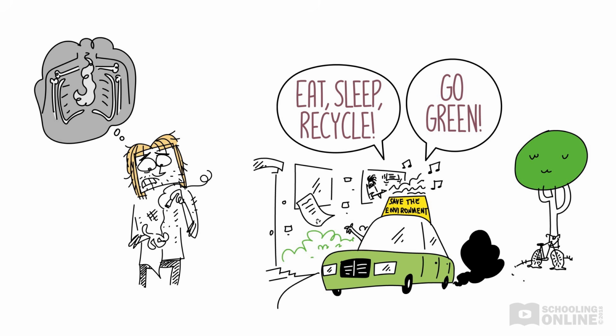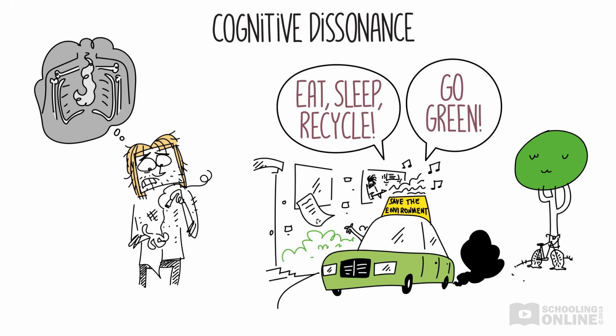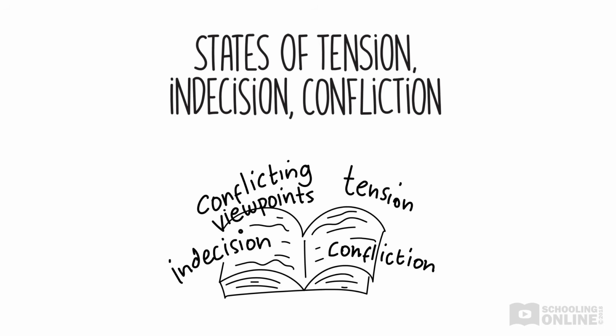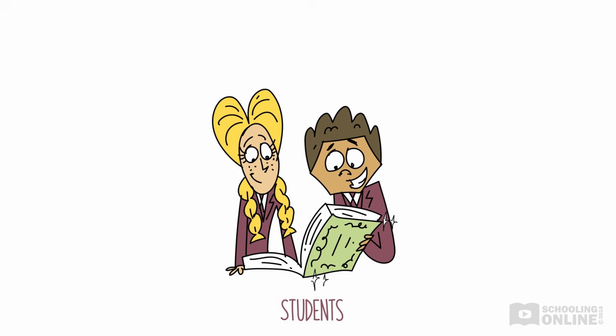Can you identify any cognitive dissonance in the characters in your texts? Maybe the author demonstrates some cognitive dissonance too by expressing conflicting viewpoints. Cognitive dissonance is a useful term to describe states of tension, indecision, and confliction. Great job. Now you're ready to start analysing the paradoxes in your texts.